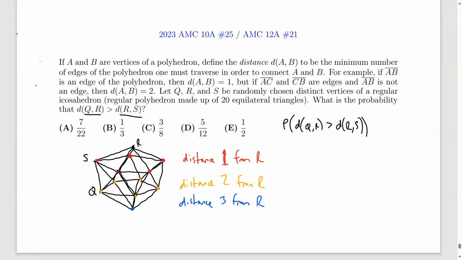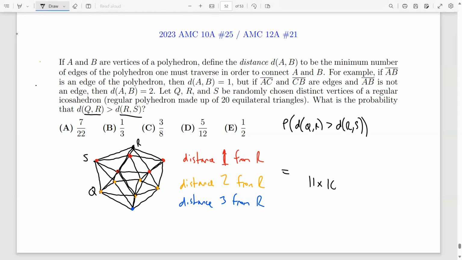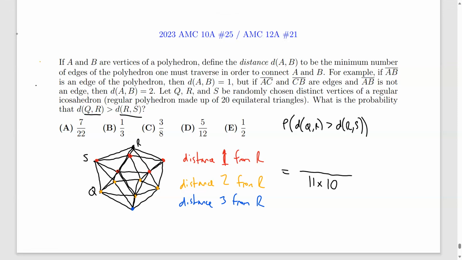So we see that there are 11 times 10 ways, or 110 ways, to choose 2 vertices Q and S out of the remaining 11. And we see that if Q is any of the 5 orange vertices, then S can be any of the 5 red vertices. So how many ways can we choose an orange vertex for Q and a red vertex for S? This is simply 5 times 5.